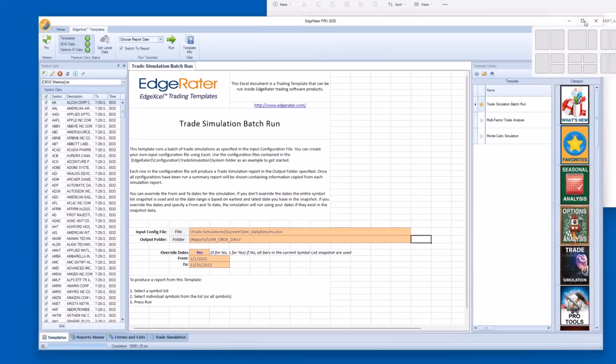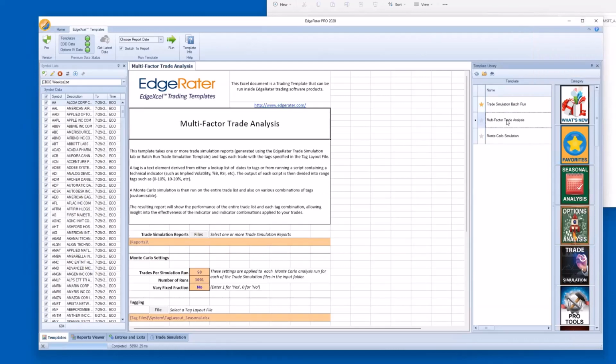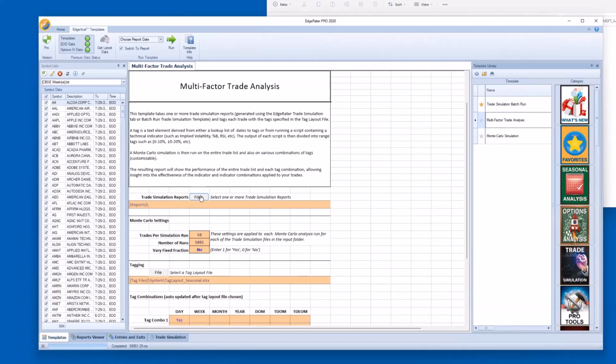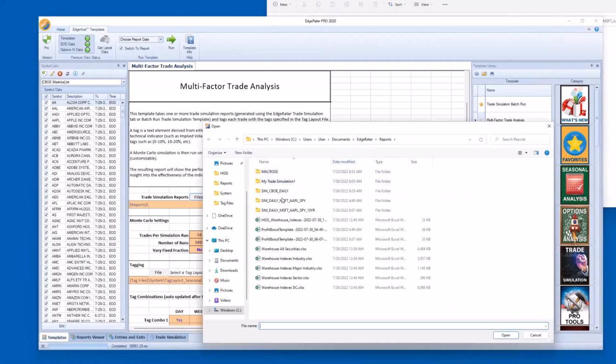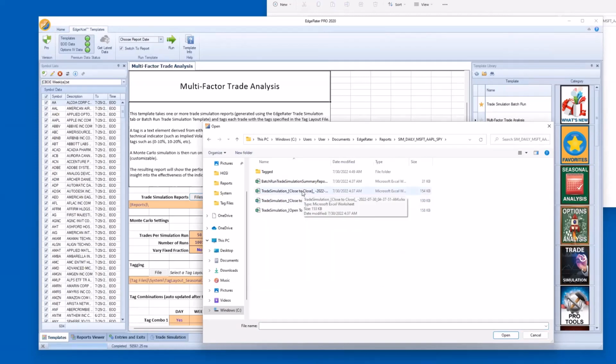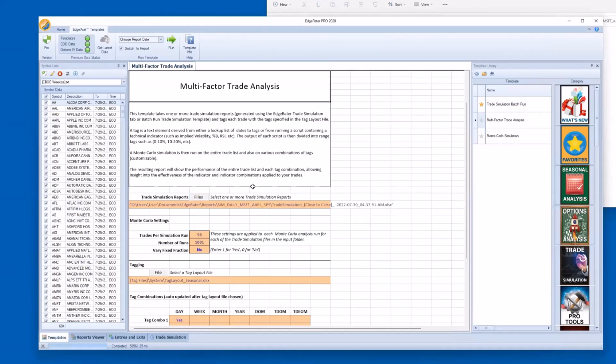We don't know. So what you can then do is go to your multi-factor trade analysis template. You'll find all of these templates under trade simulation. And you can choose the files that you want to put the factors into. So this will make sense when I go through it. Basically I can choose any of those trade simulation files. So I will choose under the Sim Daily, Microsoft, Apple, and SPY, I will choose the close to close simulation file. That's the file that contains the close to close prices for those 3 stocks.